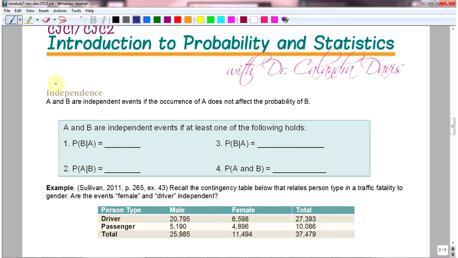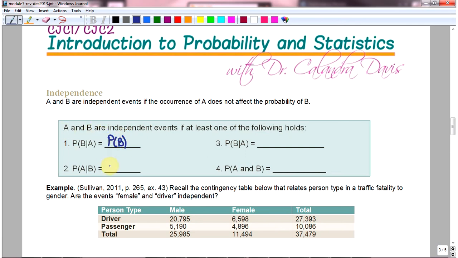Independence. A and B are independent events if the occurrence of A does not affect the probability of B. So there are 4 ways that we can determine if A and B are independent events. If you find the probability of B, given that A happens, it's going to be exactly the same thing as just the probability of B.